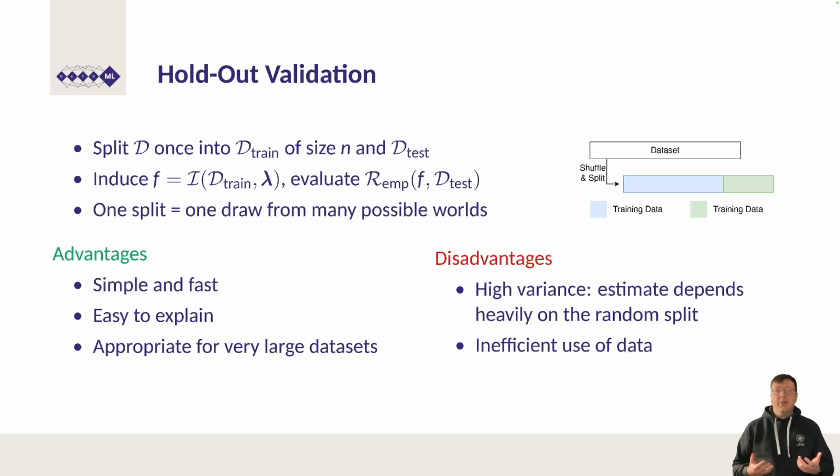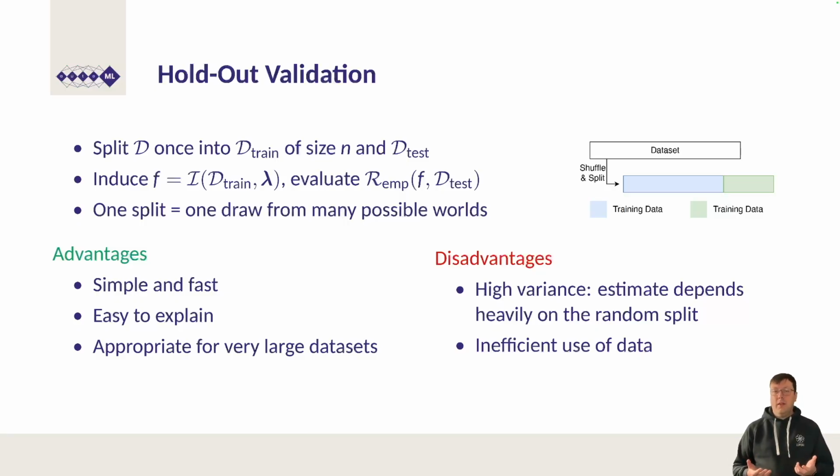The simplest validation scheme is holdout validation. We split the dataset once into a training dataset dtrain of size n and a test dataset dtest with the remaining samples. We induce the model on the training dataset, evaluate its empirical risk on the test dataset, and use that as our estimate. The appeal of holdout is its simplicity and speed. It requires training exactly one model. For very large datasets where a single test set is already large enough to yield a reliable estimate, it is also the natural choice. The weakness is variance.